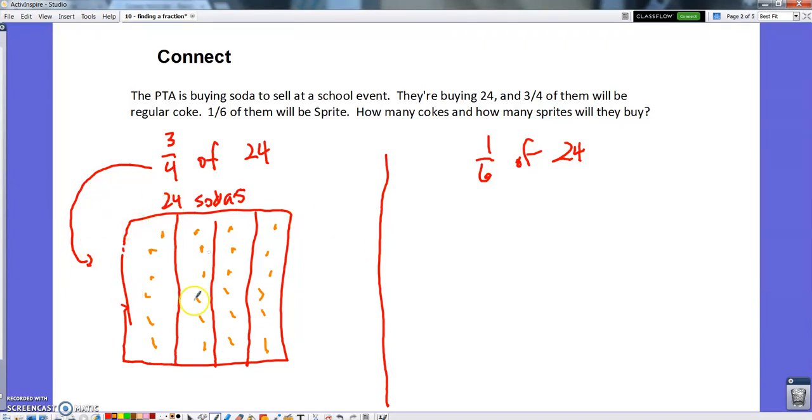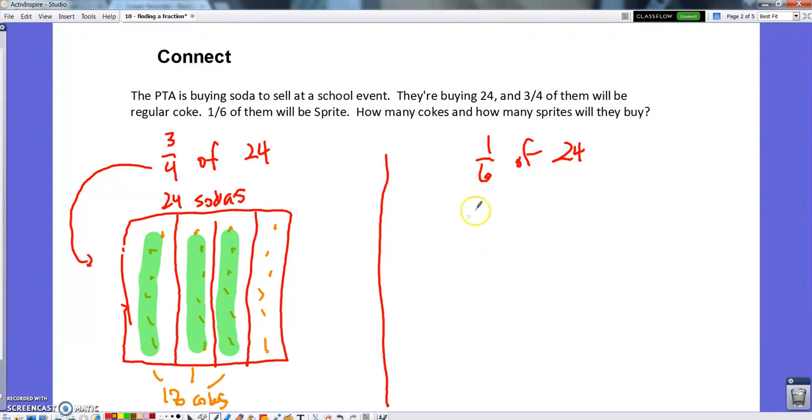And I said, okay, so there's my 24 sodas. They're in fourths, a fourth of the group, a fourth of the group, a fourth of the group, a fourth of the group. And I said, I know that 3/4 of them will be Coke. And that was 18 Cokes.